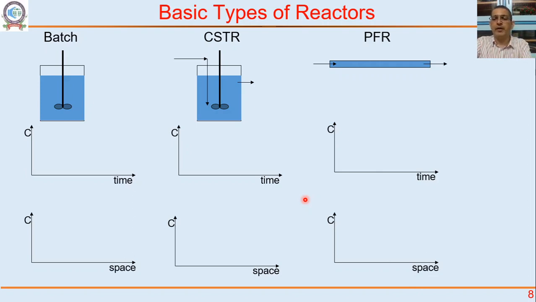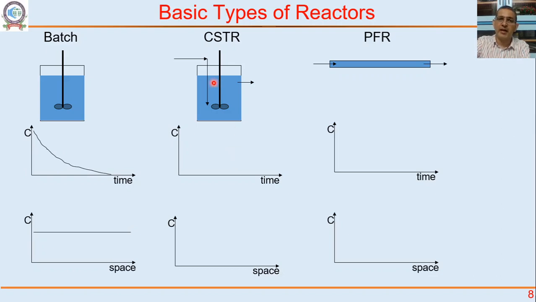Here is what you might have done. If you say batch, what it means is that everywhere concentration is the same. So in terms of concentration with respect to space, concentration is the same everywhere in the space. You just get a horizontal line. Whereas concentration changes with time. Of a reactant, it reduces with time. Of a product, it increases with time. Right? So that's what you might have drawn.